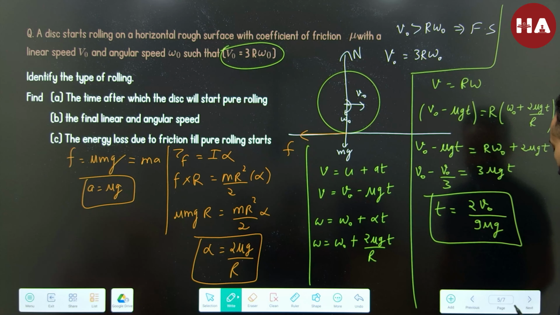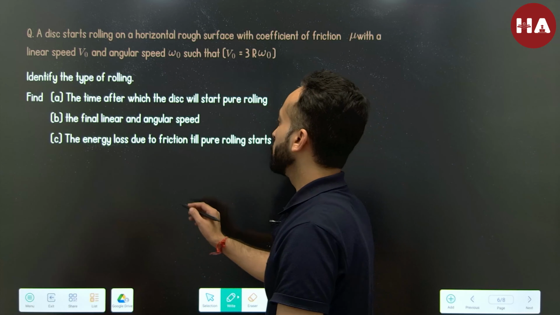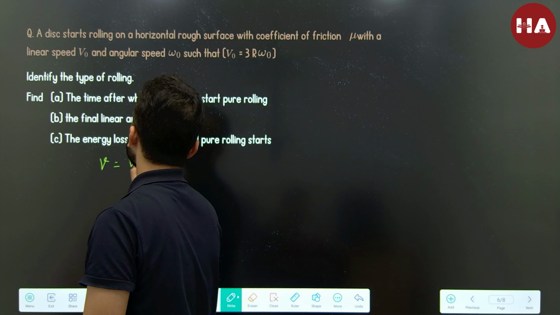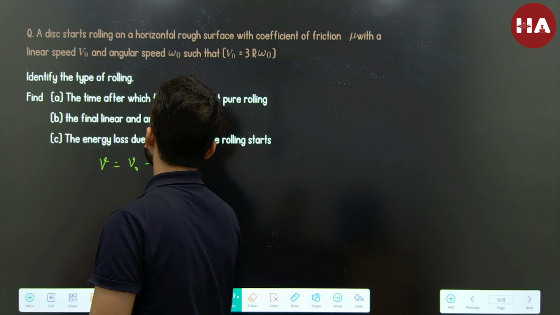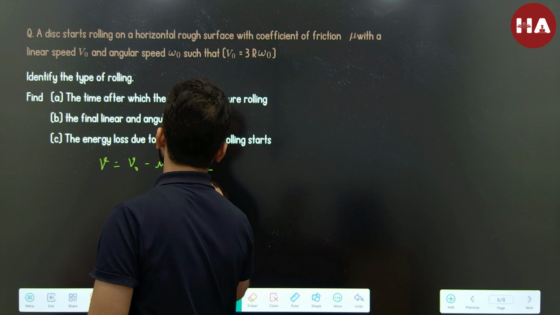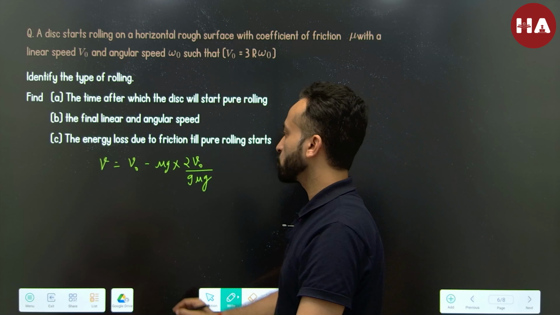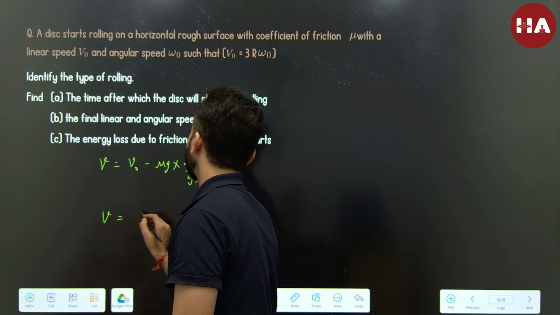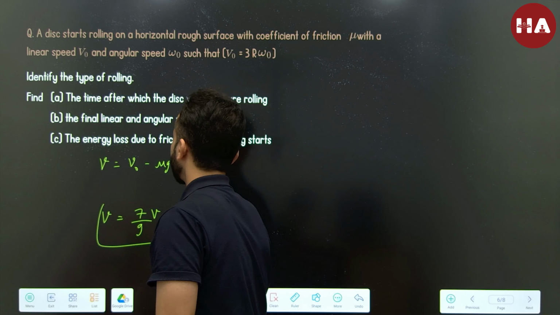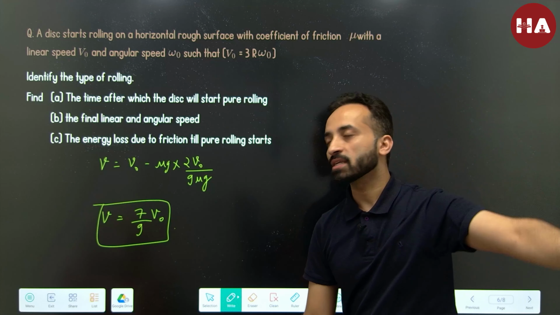All right, now I'm going to use the same thing. So now we have the time. So let's find the final linear speed. So v = v naught minus mu g, and the time we have just calculated is 2 v naught by 9 mu g. So I've substituted the value, and the value of v turns out to be 7 by 9 v naught. This is the final linear speed when pure rolling starts.